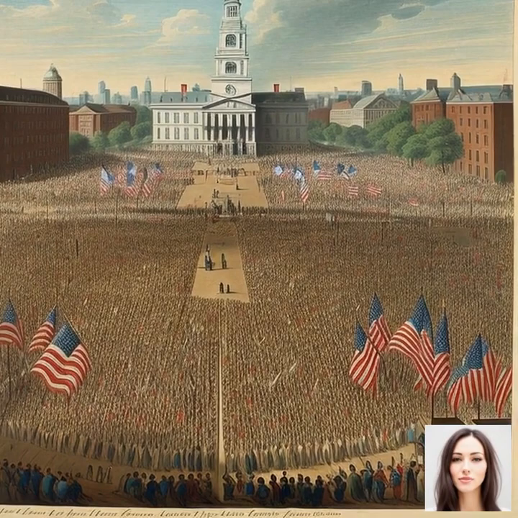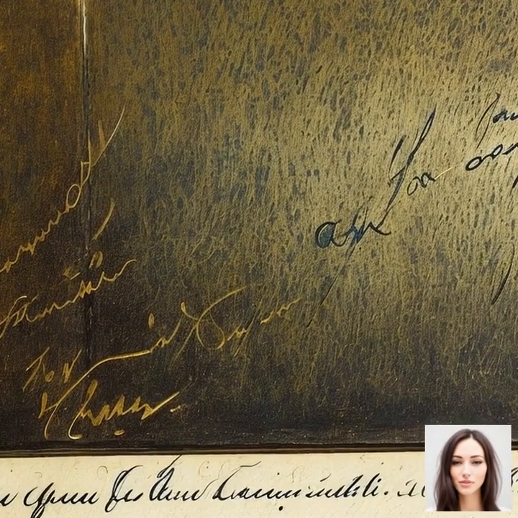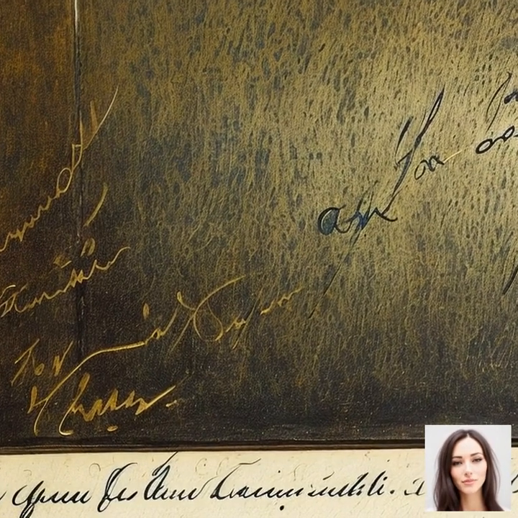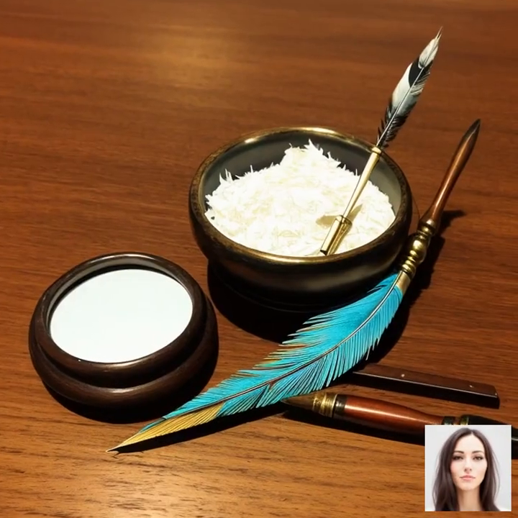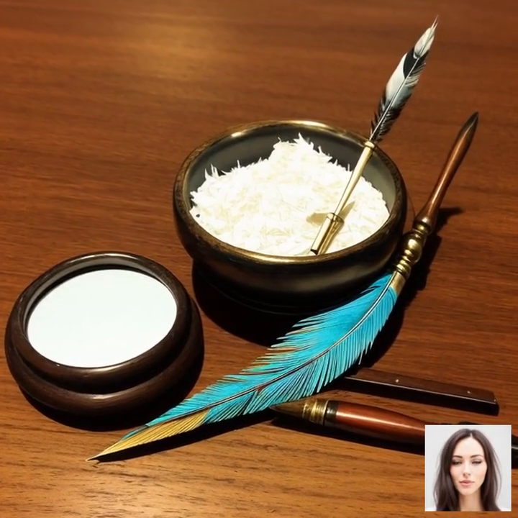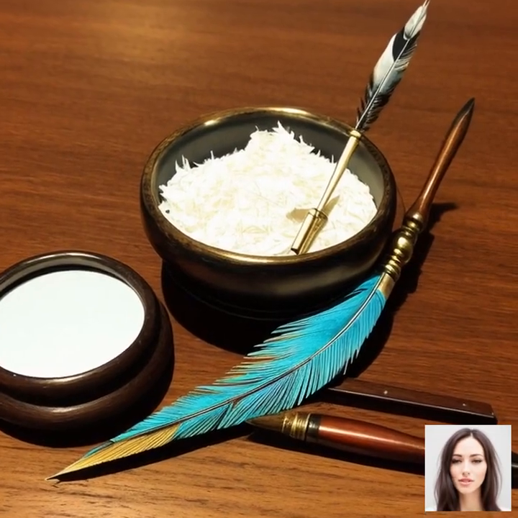The signing of the Declaration of Independence on July 4th, 1776, marked a momentous step in the American Revolution. It represented a formal declaration of the colony's intent to break free from British rule and establish a new nation based on the principles of liberty, equality, and self-government.